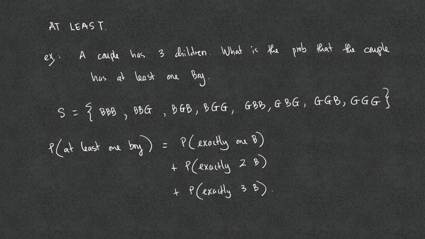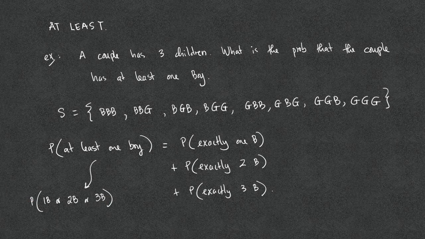The probability of having at least one boy is the same as saying the probability of having one boy, or having 2 boys, or having 3 boys. These 3 simple events, 1 boy, 2 boys, 3 boys, are mutually exclusive. That is why we can just simply add them and subtract 0, because the intersection is 0. They have nothing in common.